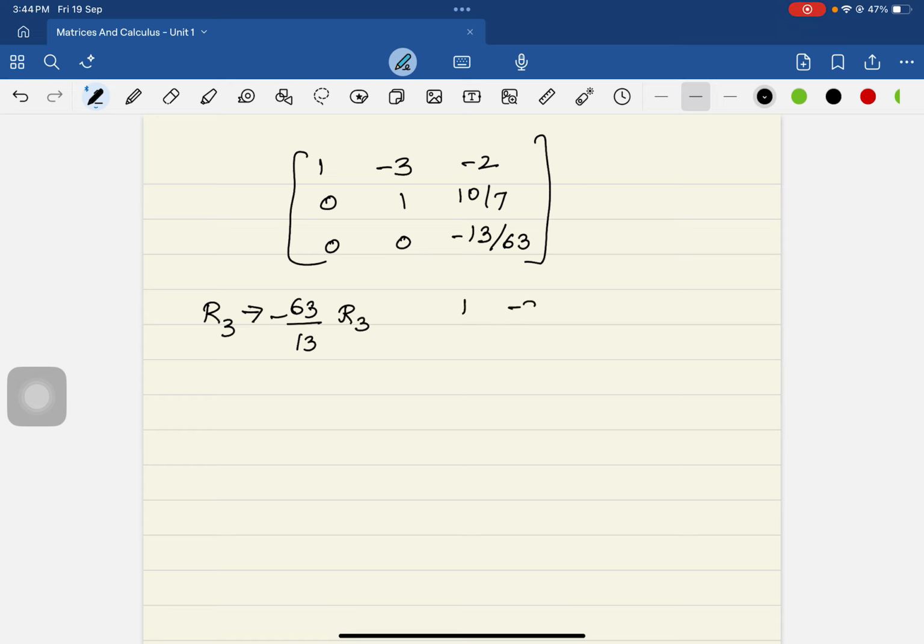So your first row is as it is. Second row is 0, 1, 10 by 7. Third row is 0, 0, minus 13 by 63 into minus 63 by 13, which is equal to 1. So it is in the echelon form.